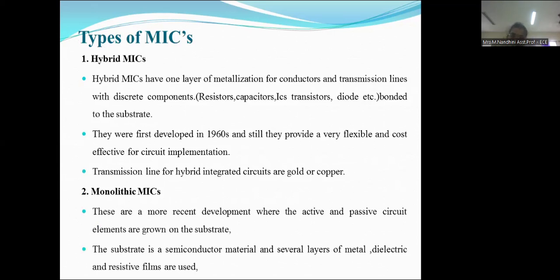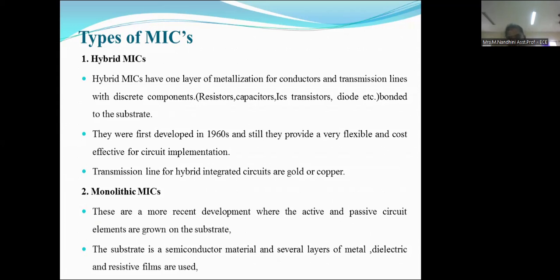There are generally two types of MICs available nowadays. One is the HMIC, that is, the hybrid MIC, and the other is the monolithic MIC. Hybrid MICs have one layer of metallization for conductors and transmission lines, with discrete components, that is, resistors, capacitors, ICs, and diodes bonded to the substrate. They were first developed in the 1960s. Still, they provide a very flexible and cost-effective way of circuit implementation, and are flexible enough for complex circuit generation. The transmission lines for HMICs are gold or copper.